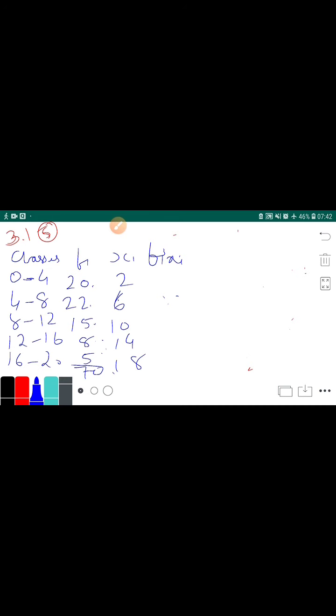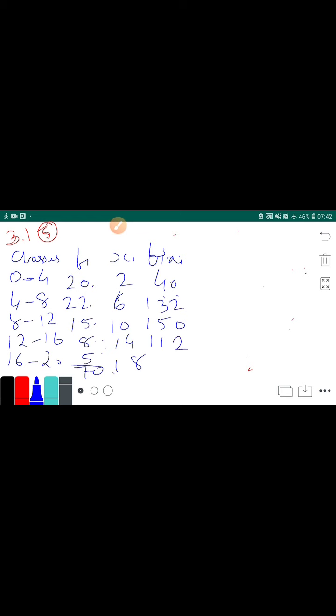How will we find fi(xi)? 20 into 2, 40. 22 into 6, 132. 15 into 10, 150. 8 into 14, 112. And 5 into 18, 90. So let's do the total. 40 plus 132 plus 150 plus 112 plus 90. So it's 5, 5, 4.